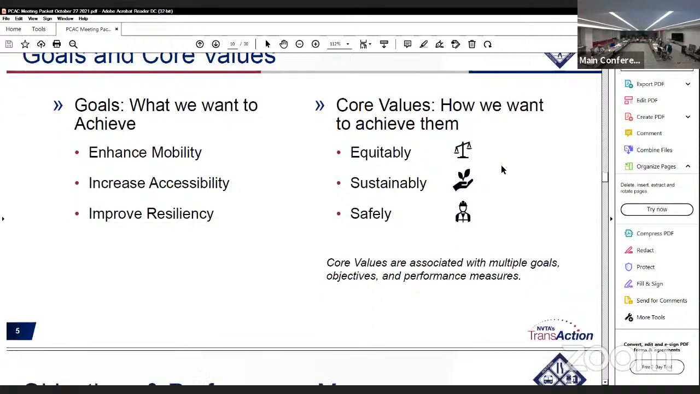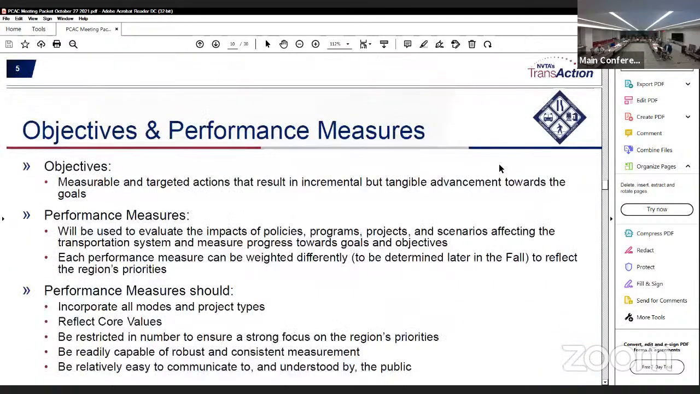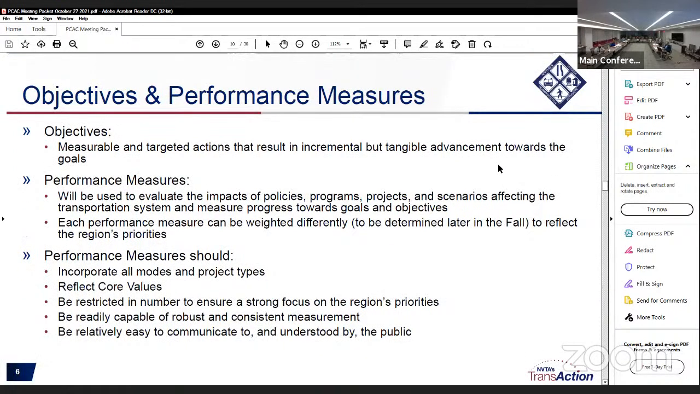Also, as we talk about definitions in terms of objectives and measures, objectives are where we take those goals and break them down into more measurable and targeted actions that result in incremental advancement toward the goal. The performance measures themselves are how we will evaluate the impacts of different policies, strategies, and actions. And as we'll talk about, each measure can be weighted differently, which we will determine. That will affect the scoring of how projects are rated and compared.